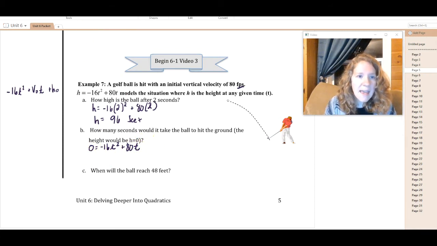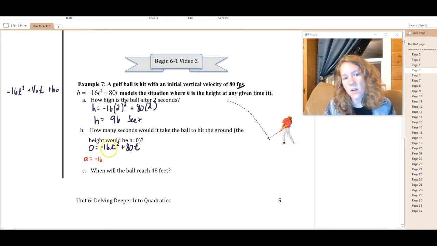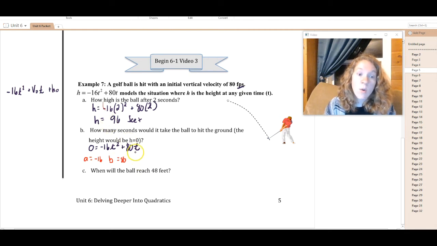So my a is negative 16, because my a is always going to be the coefficient of the squared term. My b is 80, because my b is always the coefficient of the term that has a variable but it's not squared, or a variable of degree 1, because there's an understood 1 there. And then my c in this case is 0, because there is no constant. Because remember, like I said, that initial height was 0. It's starting close to the ground or on it.